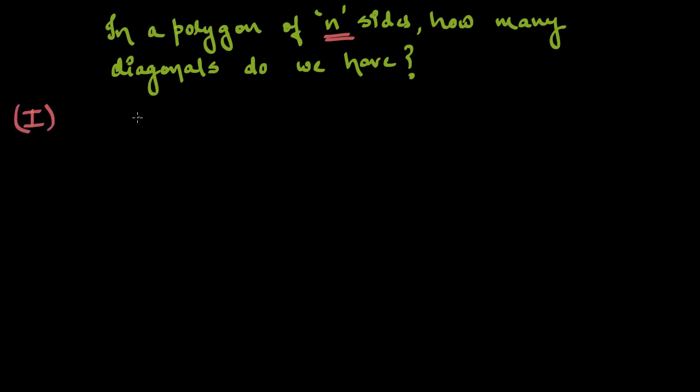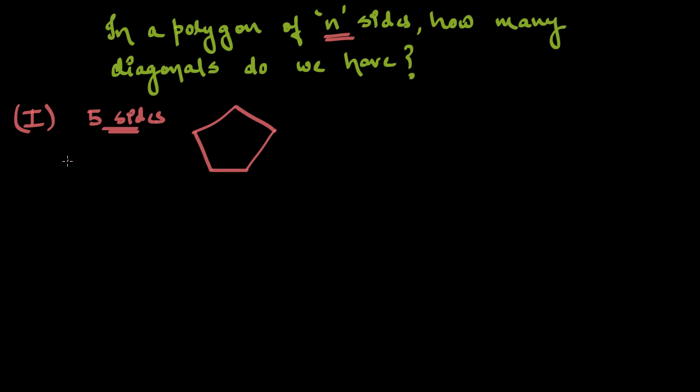In this one, let's take a simple example, and say I have a polygon of 5 sides, and through this we'll try to understand the polygon of n sides. So this will be a simple pentagon. Now how will I form a diagonal?